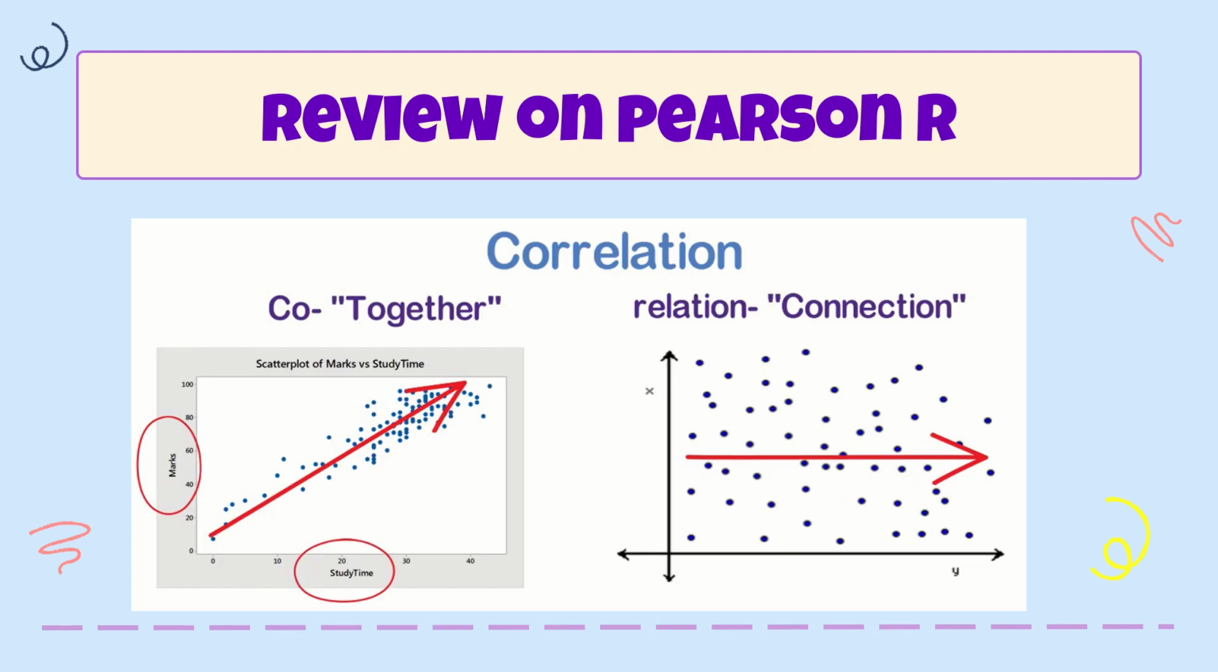Okay, so much for that one. So we have the meaning of correlation. Co means together, relation means connection.